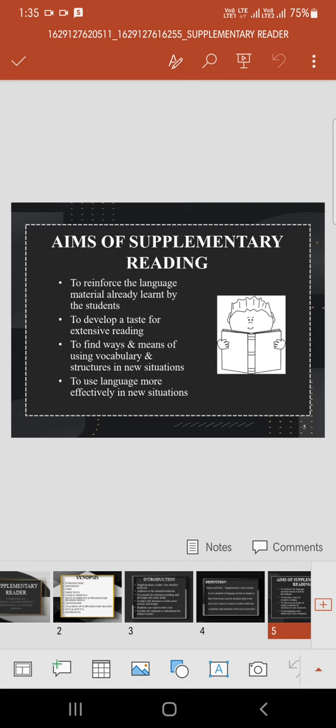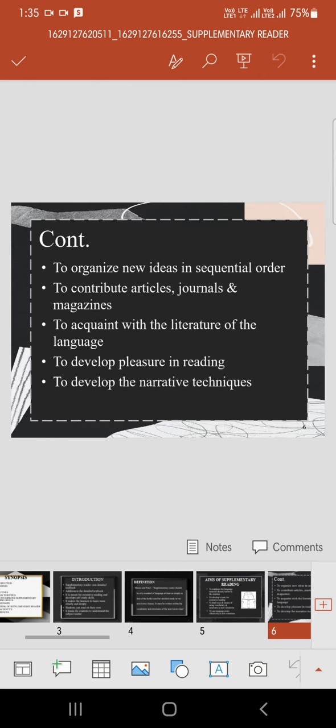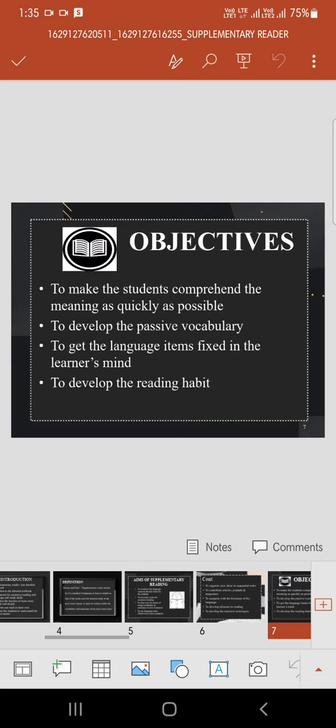Aims of supplementary reader. The main aim of supplementary reader is to reinforce the language material already learnt by the students. The next aim is to develop a taste for extensive reading, to find ways and means of using vocabulary and structures in new situations, to use language more effectively in new situations, to organize new ideas in sequential order, to contribute to articles, journals and magazines, to develop pleasure in reading and to develop narrative skills.